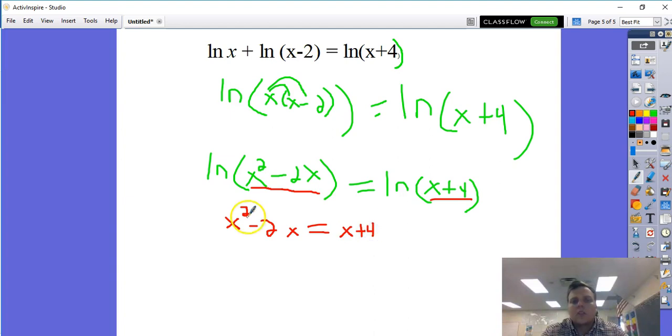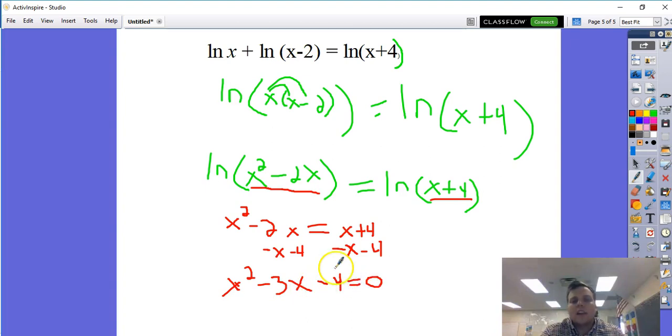Now I have x squared minus 2x is equal to x plus 4. What kind of equation do I have right here? Hopefully your brain is screaming quadratic, quadratic, quadratic. That means you need to make it equal 0. Anytime we have a quadratic equation, you need to make it equal 0. So that means I subtract x plus 4 from both sides. So I say negative x minus 4. So I get x squared minus 3x minus 4 equals 0.